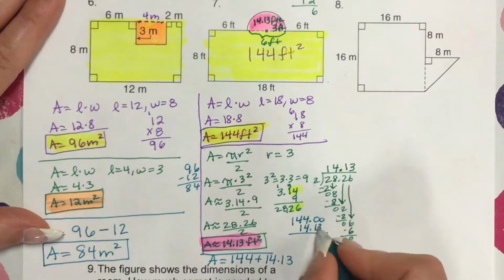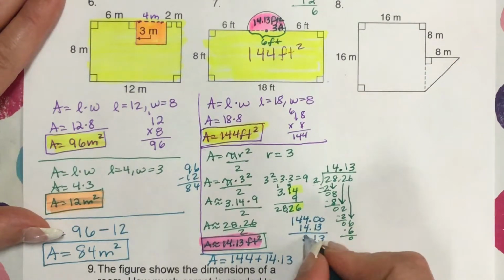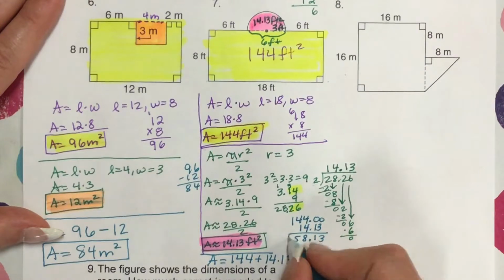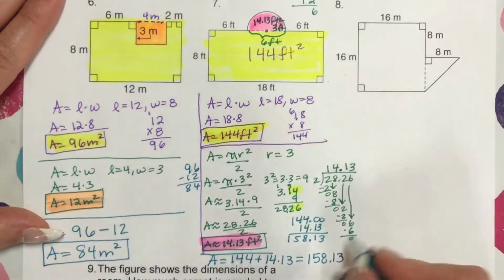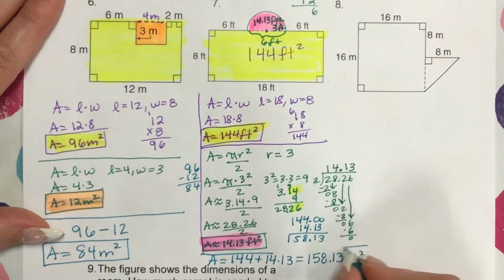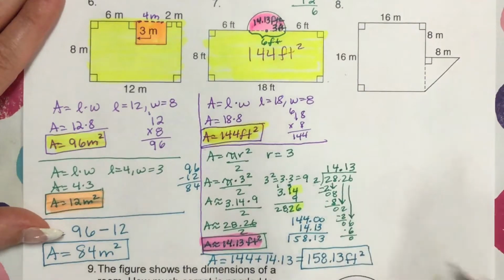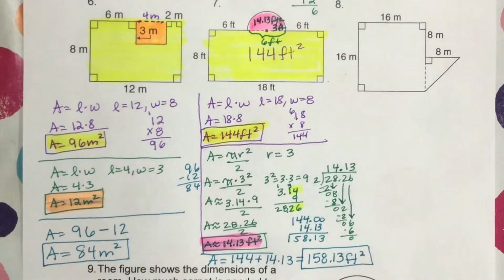0 plus 3 is 3. 0 plus 1 is 1. Decimal drops down. 4 plus 4 is 8. 4 plus 1 is 5. 1. And so there we have it. Our area is 158.13 feet squared. So if you got that one right, great job. Okay, let's go on to problem 8.